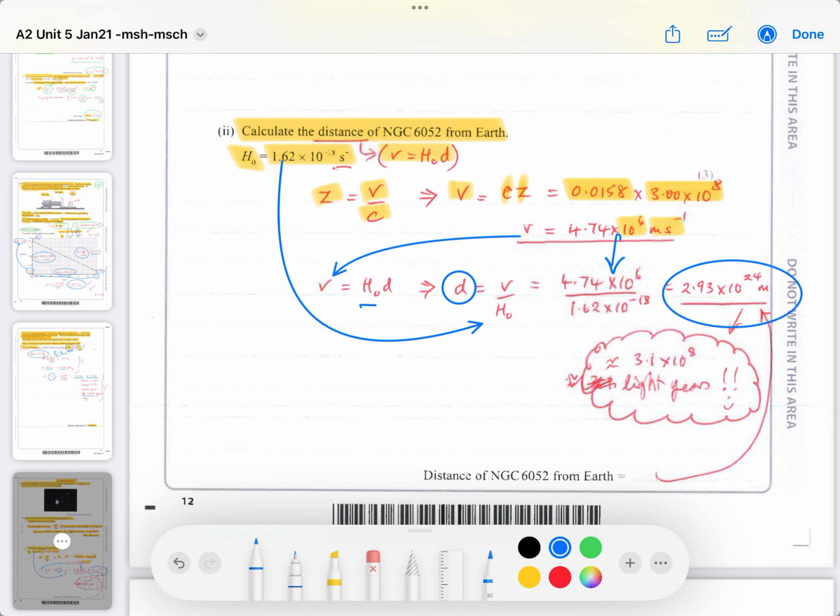Well, what does that mean? It doesn't mean anything to me. So I worked it out. I used the computer to change it to light years for me because the mark scheme doesn't give it to you in light years. So it's nearly 0.3 billion light years.